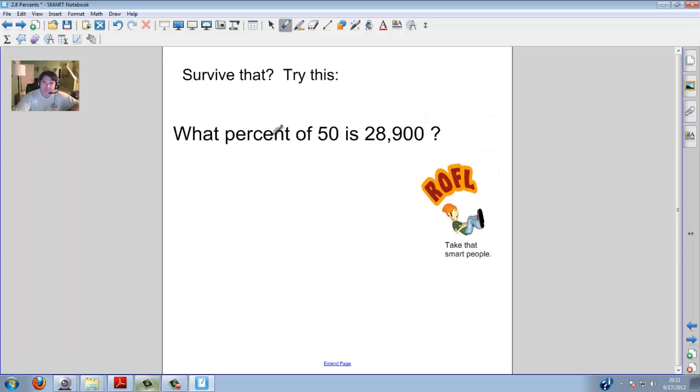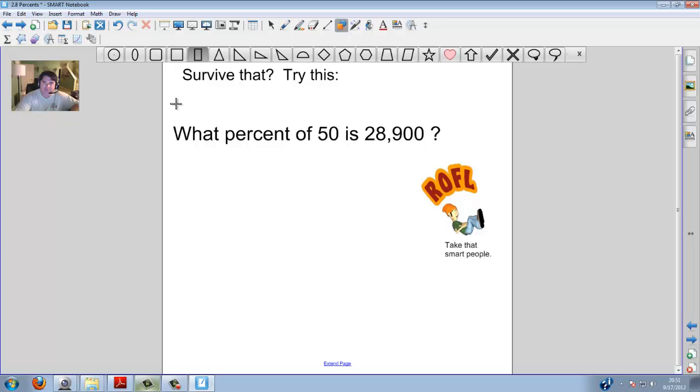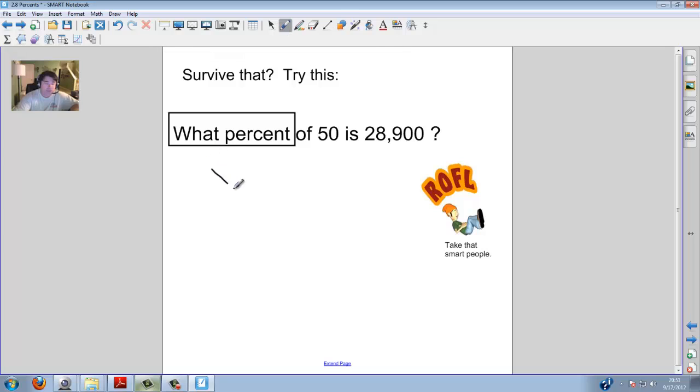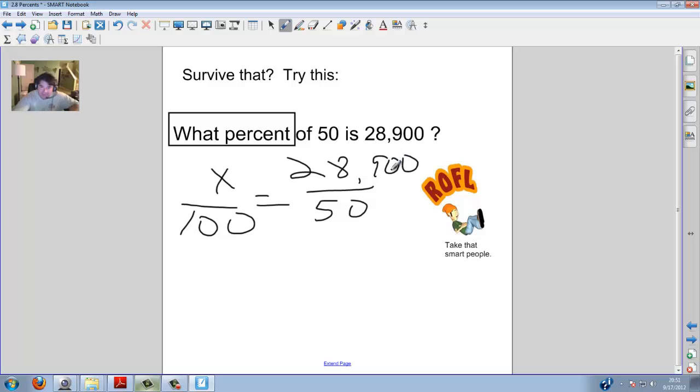Moving on. Survive that. Try this. What percent of 50 is 28,900? So, take that, smart people. Figure that out. So go ahead if you want, pause and try. Hopefully you tried. What percent, once again, means x over 100 equals of 50. 50 goes on the bottom. Is goes on top. 28,900. Oh boy. Times divide. When you times by 100, just add 2 zeros. So the commas just shift to 2,890,000. So 2,890,000 divided by 50. It's going to be a big number still. I get 57,800.